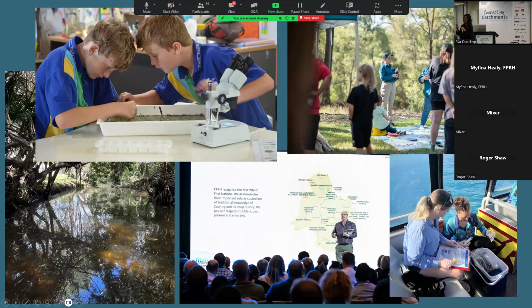They would love to be able to fish, for example. They'd love to be able to swim. They'd love to be able to hang around beside the crocodile. They'd love to be having that connection with the waterway. That's what the report card is all about.